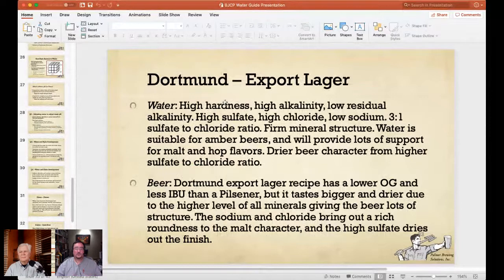Nice dry beer finish character. It tastes bigger and drier than a Pilsner, and that's due to that mineral structure. The sodium chloride help bring out, round out the malt character, and the high sulfate dries out the finish of the beer.